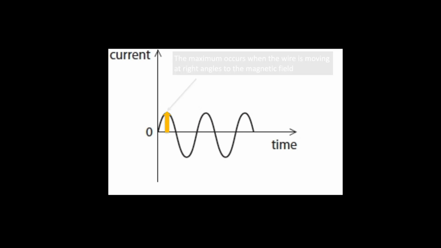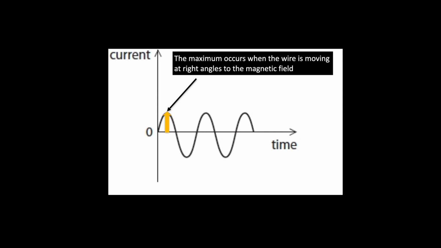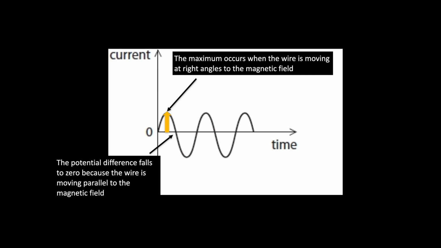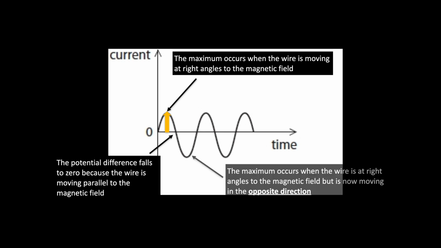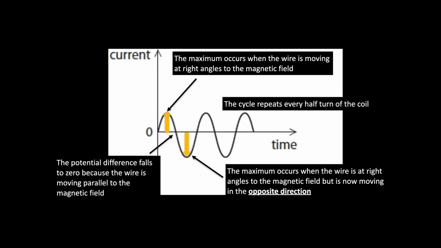The maximum occurs when the wire is moving perpendicular to the magnetic field, and the minimum occurs when the wire is moving parallel to the magnetic field. And once again, the negative maximum occurs when the wire is again perpendicular to the magnetic field, but it's now just moving in the opposite direction, just like we saw before. And this cycle repeats. This is the first type of generator. This is an alternator.